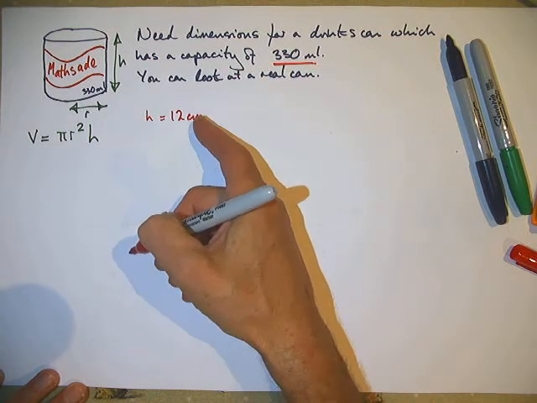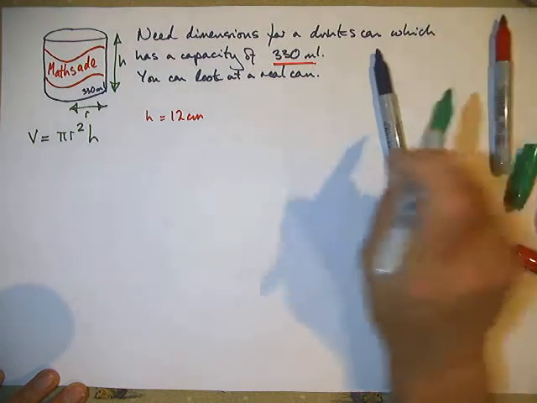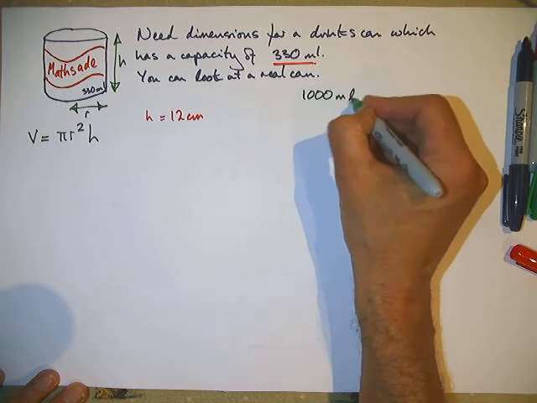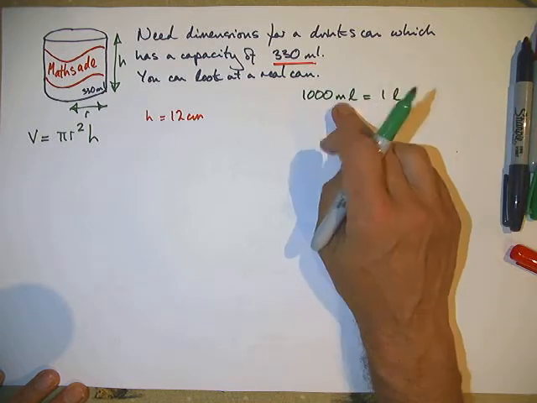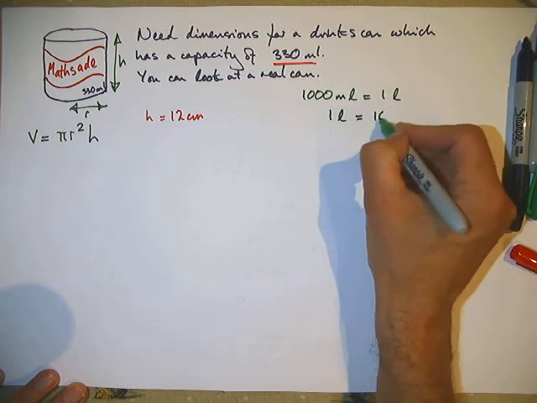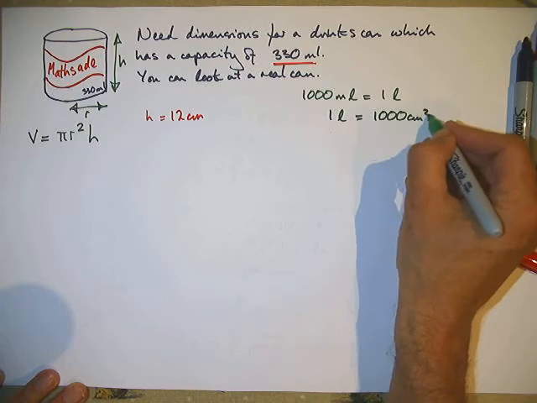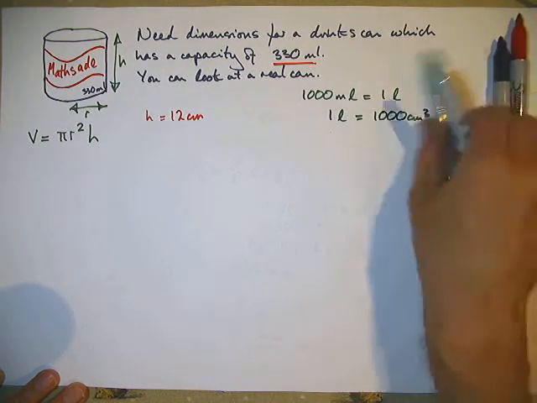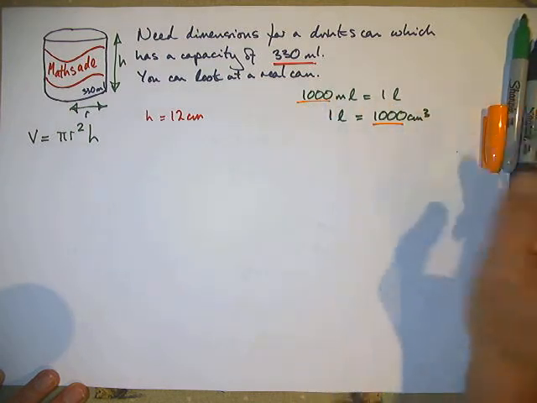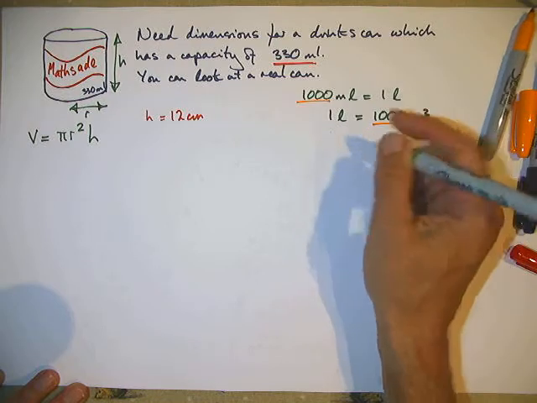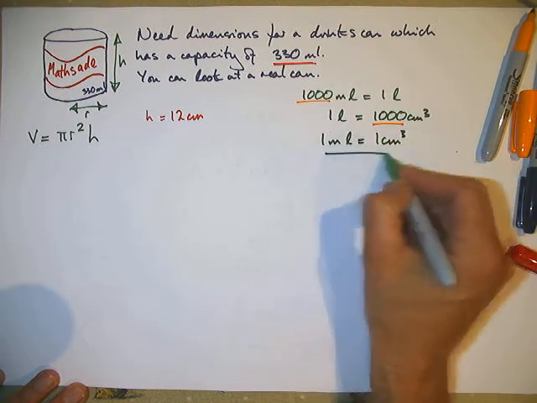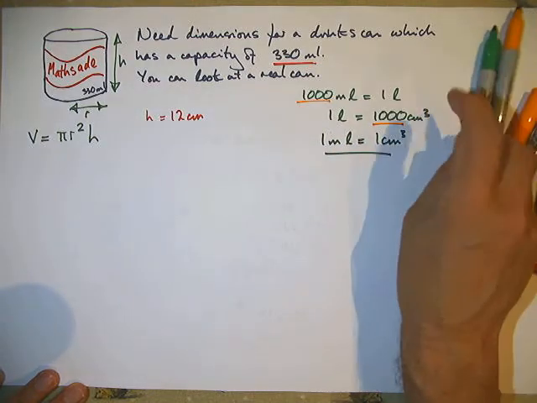330 milliliters, 12 centimeters. Perhaps that was the sticking point for some of you. 1,000 milliliters in 1 litre, milli a thousandth. 1 litre is also 1,000 centimeters cubed, and you really should know that from your science. So that means that we've got 1 milliliter is the same as 1 centimeter cubed. They're the same thing. So what do we start with?